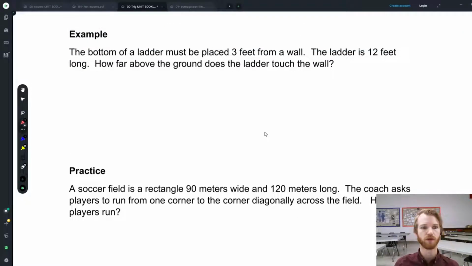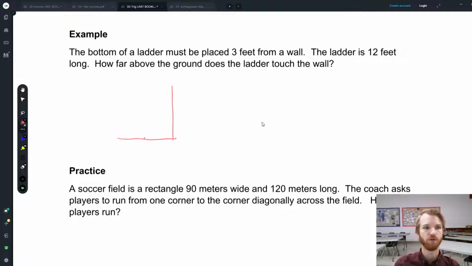The only difference in this next example is just that it gives us a situation, and so draw a triangle to show what they're talking about here. So this one says like the bottom of a ladder is placed 3 feet from a wall. So to start off, I'm just going to draw a wall. Okay, and here's the ground. So here's a wall, here's the ground, and it says the ladder must be placed 3 feet from the wall. So I'm going to go, let's just say this is 3 feet. That's where the ladder is going to be placed.